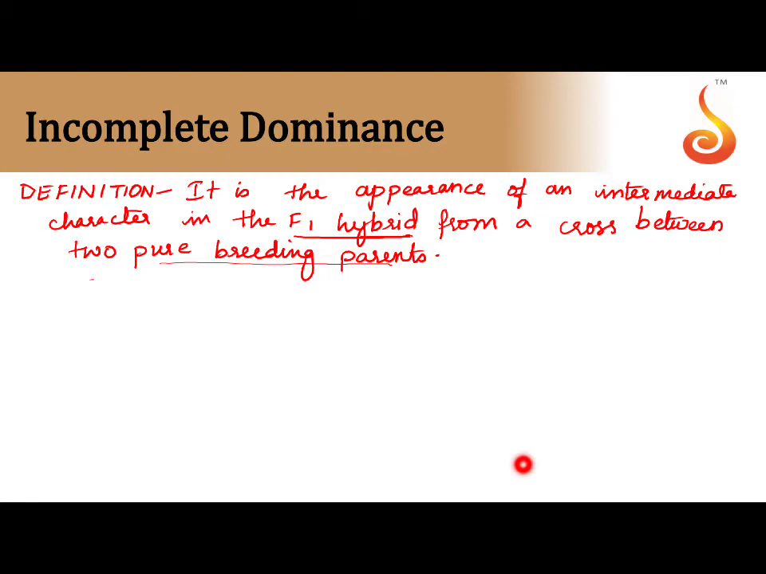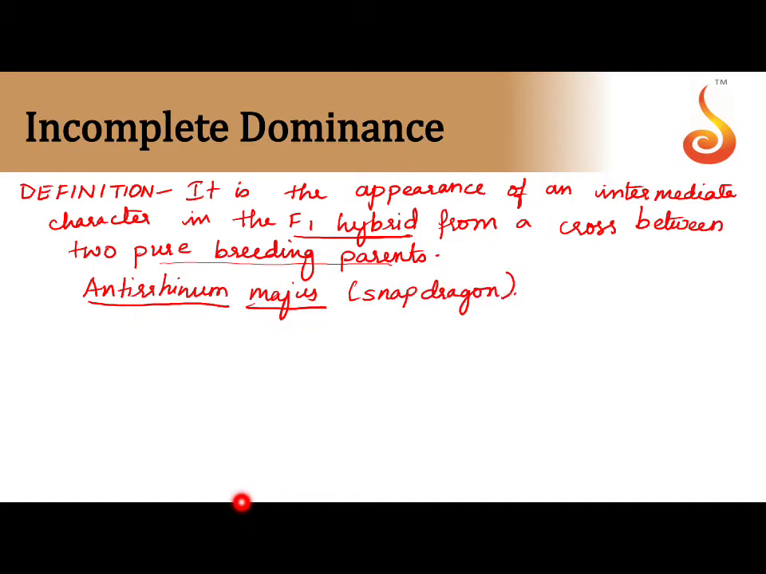I will spell it out: A-N-T-I-R-R-H-I-N-U-M, Antirrhinum majus. The common name is snapdragon. Now, we are considering the parental generation. What did we say? We are going to take pure breeding plants.